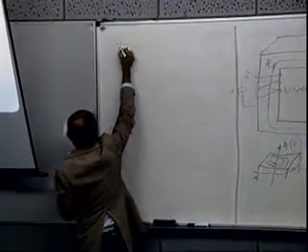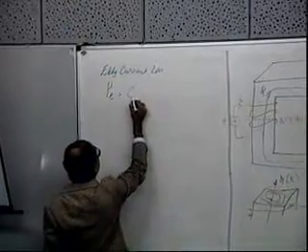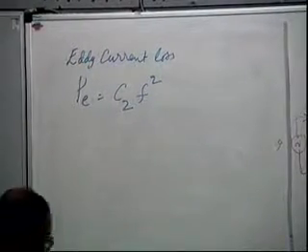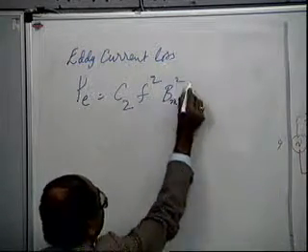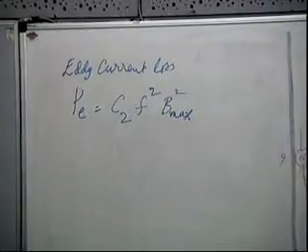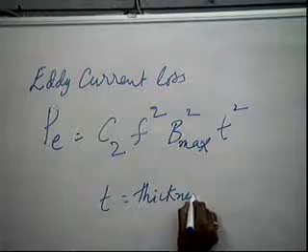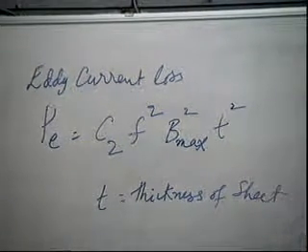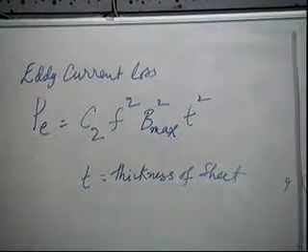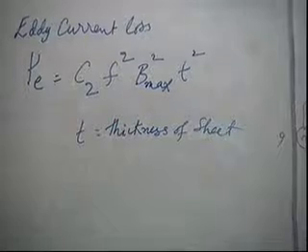PE, that is eddy current loss, is some constant, again some C2, into F square, because it is I square R, proportional to V square, and so on. It is also proportional to B max square, because it's basically V square by R, where V is the voltage induced because of the flux. And it is also proportional to T square, where T is the thickness of each of the laminations. Okay?